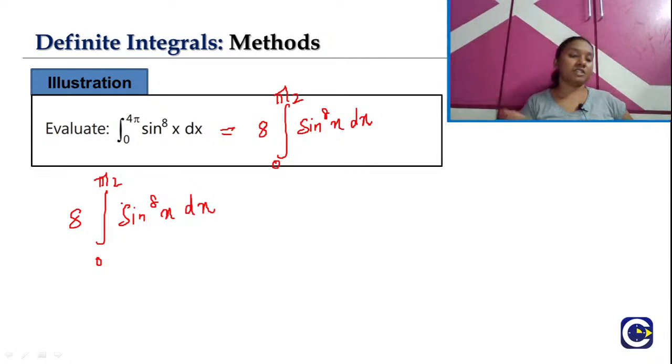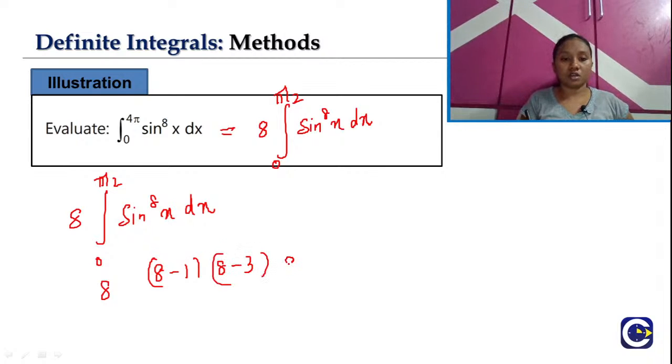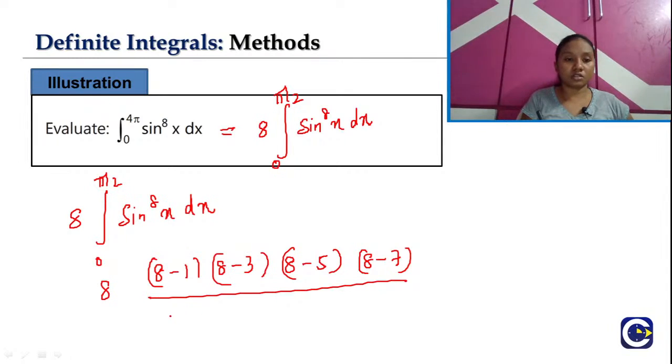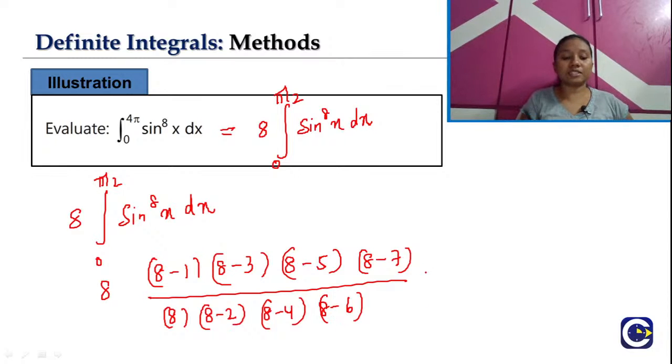Here the limits are the same, it's a sine function, and the power is even. So how will we write it? 8 minus 1, 8 minus 3, 8 minus 5, 8 minus 7, and in the denominator we'll start with 8 and then 8 minus 2, 8 minus 4, 8 minus 6. That's it. As the n value here is even, we are going to multiply with pi by 2. Let me write it here. So 8 minus 1 will be 7.